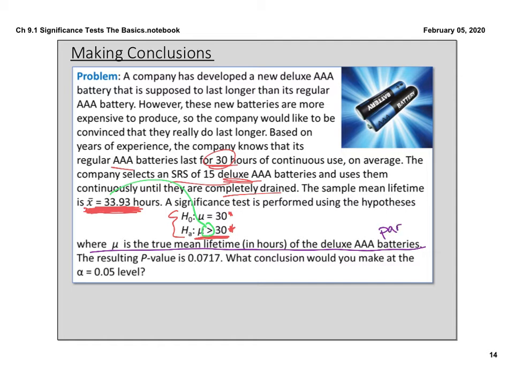where mu is the true mean lifetime in hours of deluxe AAA batteries, they state the parameter, that's important. Okay, the resulting p-value, so they did the calculations and they found a p-value of 0.0717. What conclusion would you make at the alpha 0.05 level?